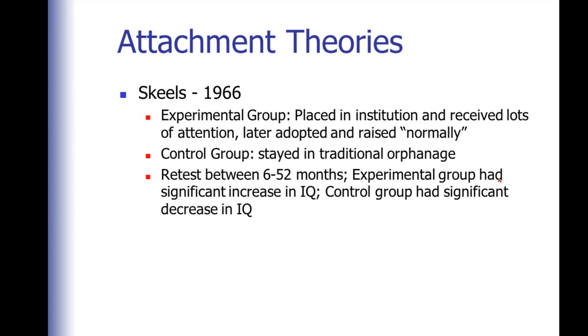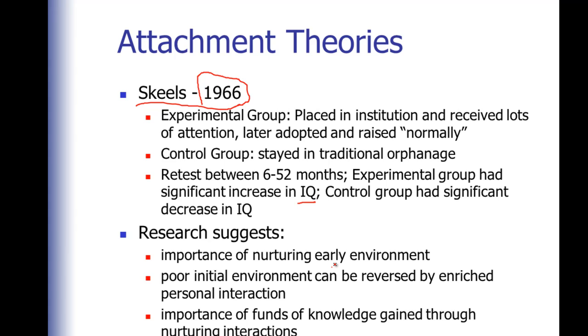So here's some of the attachment theories, and these are on the test. You're going to have to know what each of these are. Skeels talks about this. His experimental group was placed in an institution, received lots of attention, later adopted and raised normally. And the control group stayed in the traditional orphanage, and they were retested between 6 and 52 months. Experimental group had a significant increase in IQ. And the control group had a significant decrease. This was a long time ago. You can't imagine doing this to kids, but they studied what happened if they were raised in normal families, and the IQs went up. That's Skeels' thinking, right?